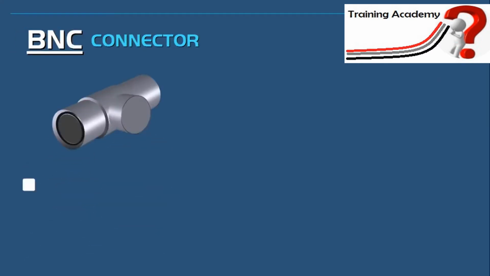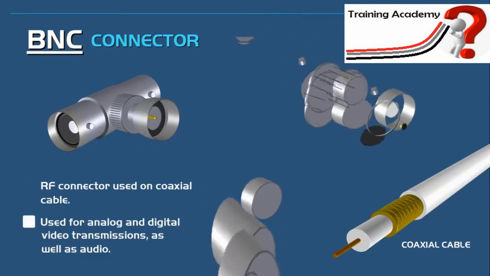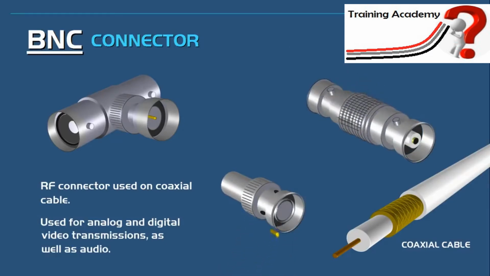The BNC connector is mainly used with RF and used to connect coaxial cable. The BNC is also used mainly on analog and digital video transmission, also audio. This is now becoming a legacy piece of equipment. Here is a BNC-T connector. This allows you to connect 3 coaxial cables together. A BNC coupler joins 2 cables together, and then finally you have a BNC terminator. This is placed on the end of the coaxial cable.